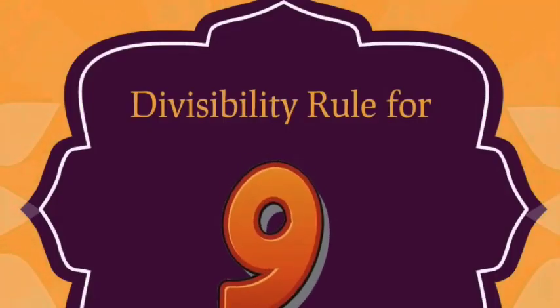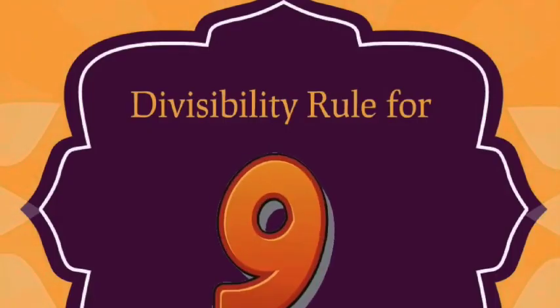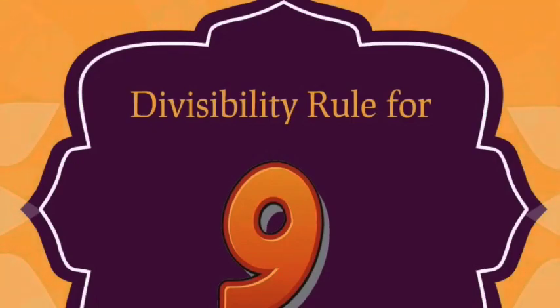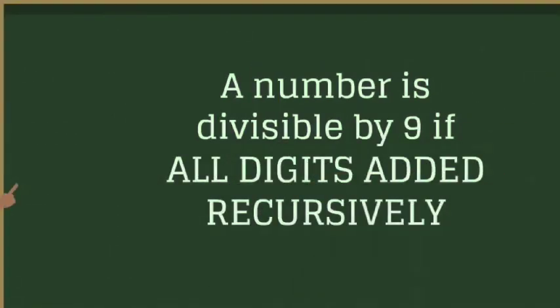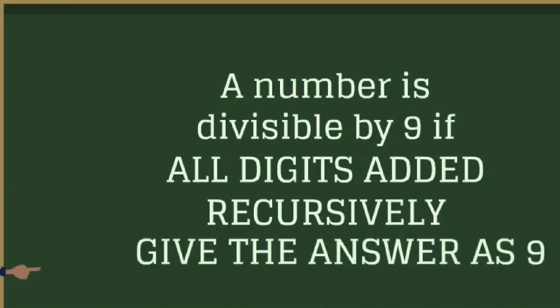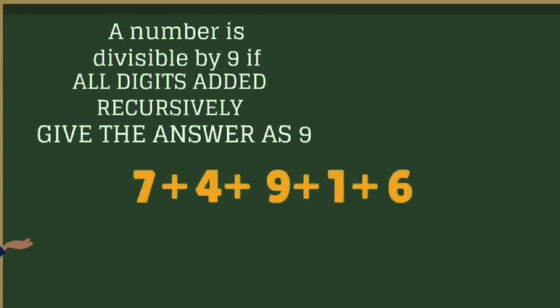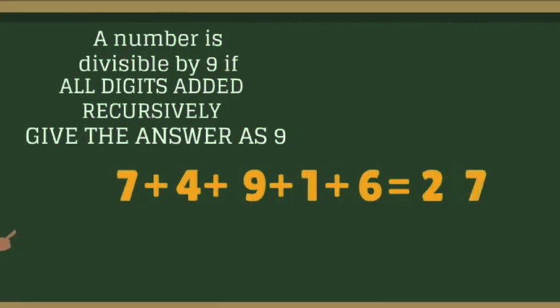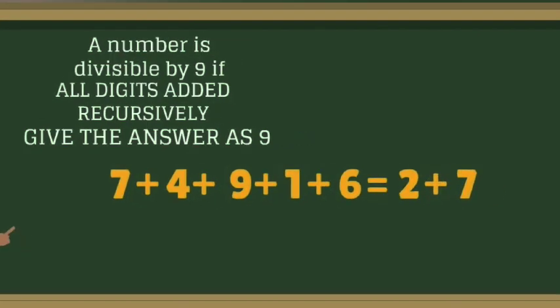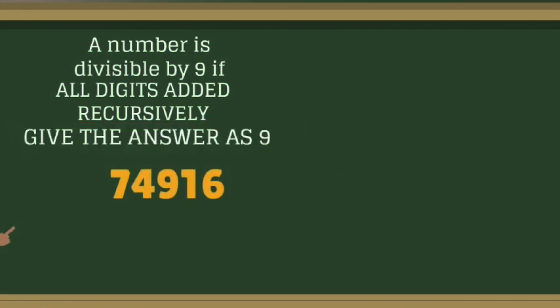Divisibility rule for 9. The divisibility rule for 9 is interesting. Here you keep adding digits recursively and you get the number 9 itself. That means the number is divisible by 9. Take this big number, 74,916. For example, adding all its digits gets 27. Add 2 and 7, gets 9. So 74,916 is divisible by 9.